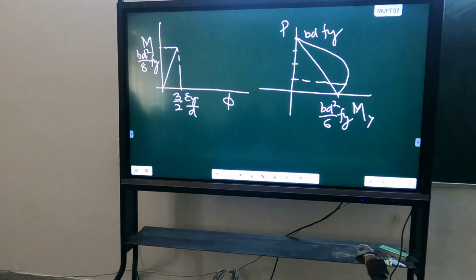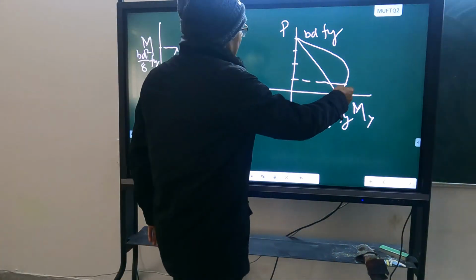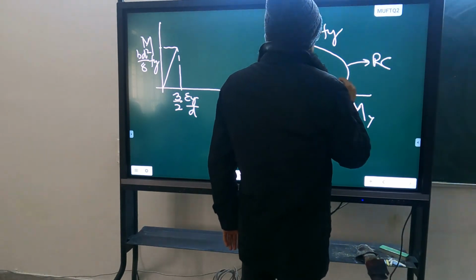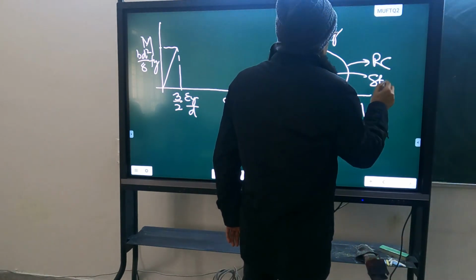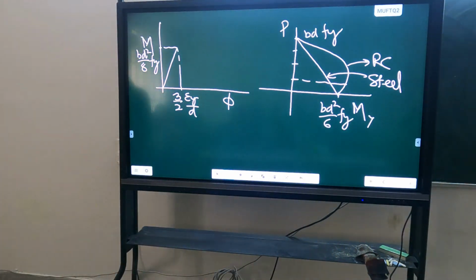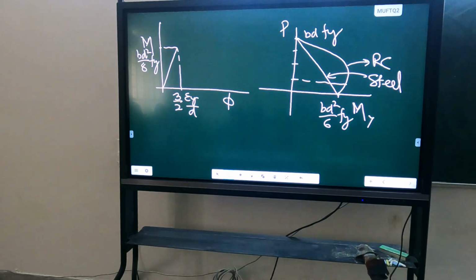Why do we get this in RCC, and why are we not getting the same thing in steel? In RCC, there are two components to take care of tension and compression, steel and concrete. In steel, when the compressive force is more, what are those two components? Suppose I take aluminium and steel.